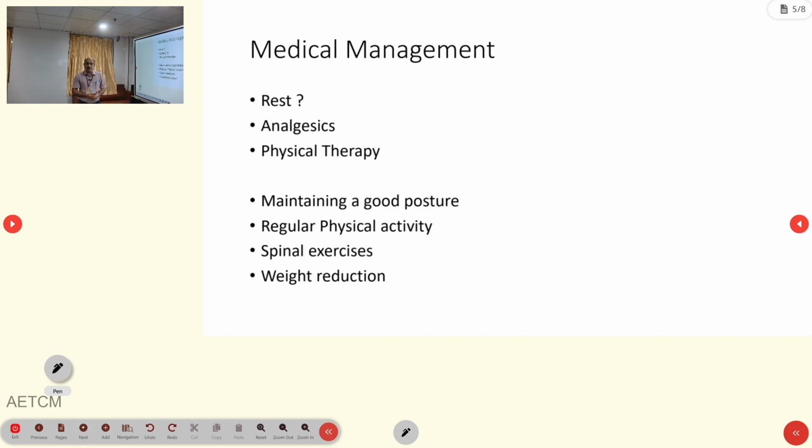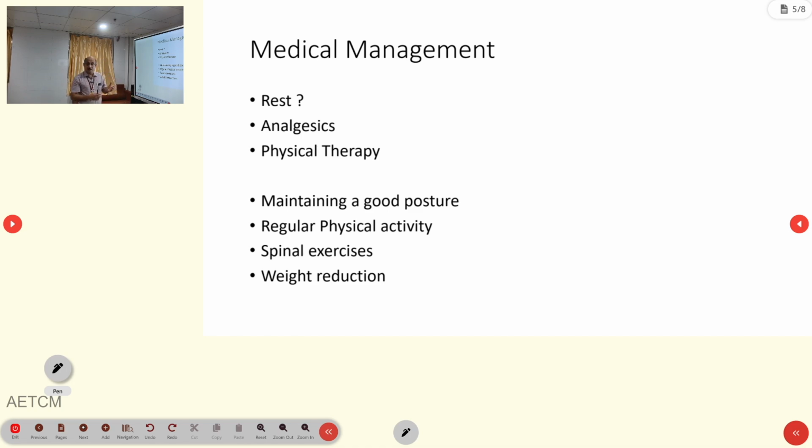So how do we manage them? I have actually purposely put a question mark at rest, because the role of bed rest is very debatable. Many of these patients do not need enforced bed rest. If they want to take rest, that is fine. And if they get relief with rest, that is also fine. But you don't really want to force them to take bed rest, because prolonged bed rest is usually associated with loss of muscle mass. So you really don't want the patient to lose the muscle.